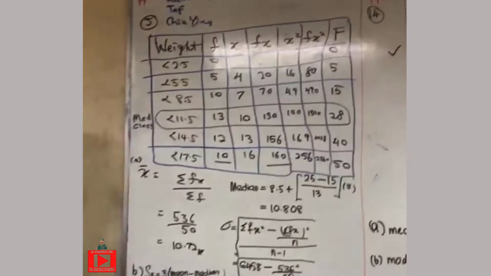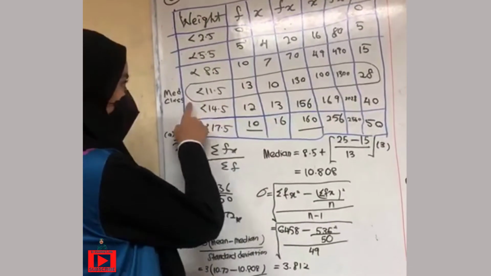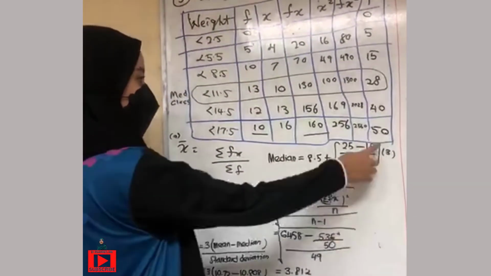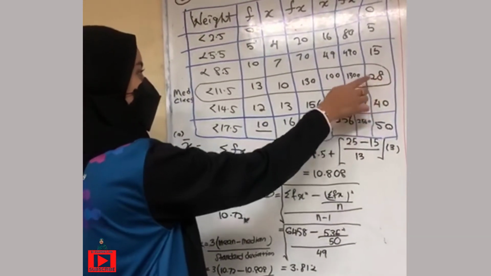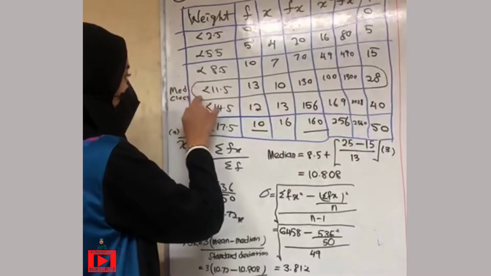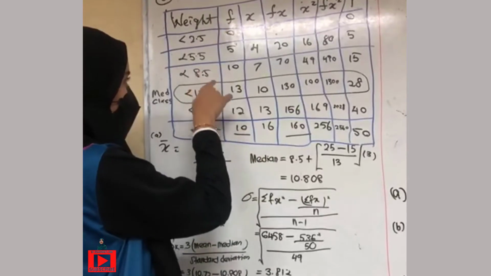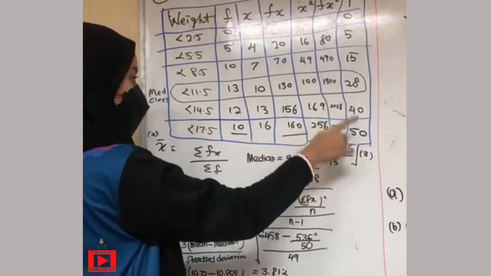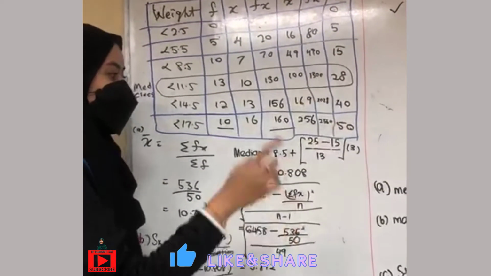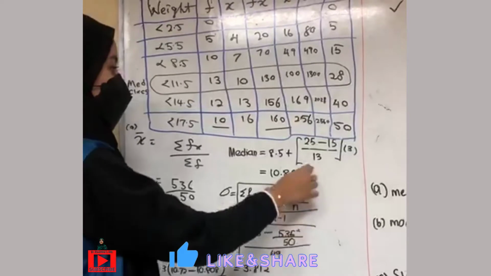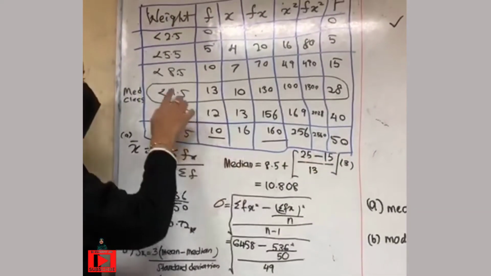Now median. For median, the formula starts with the lower boundary of the median class. To know which one is the median class, we take the cumulative frequency divided by 2 and we get 25. So 25 lies in this class, so we mark this as the median class. The lower boundary of the median class is 8.5. This one is total frequency over 2, which is 25. 15 is the cumulative frequency of the class before the median class, and 13 is the frequency of the median class, times 3, which is the class size.